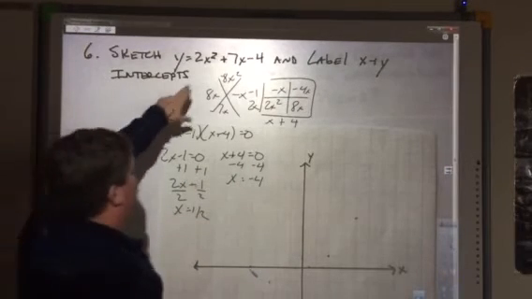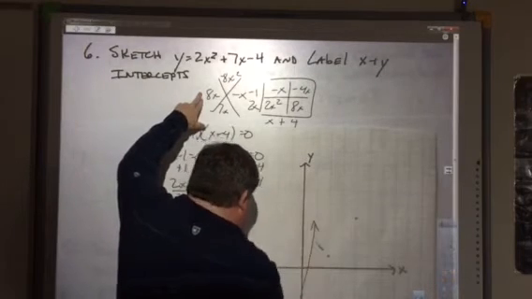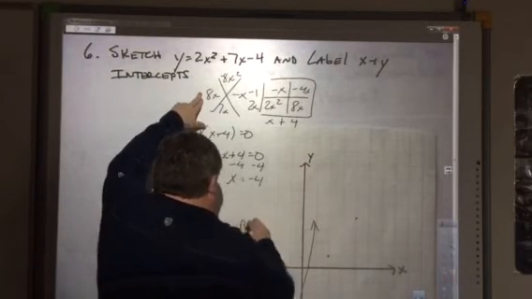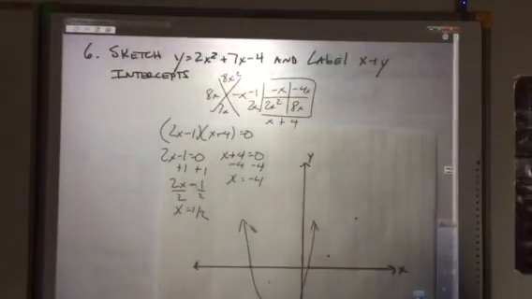Then our y-intercept is at negative 4 down here. So our parabola is going to come up from the bottom here like this, even though I ran out of room.